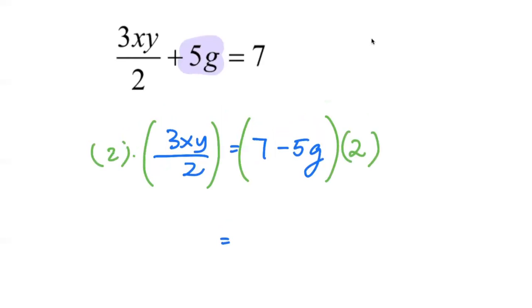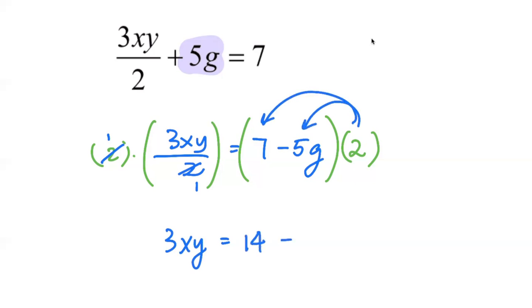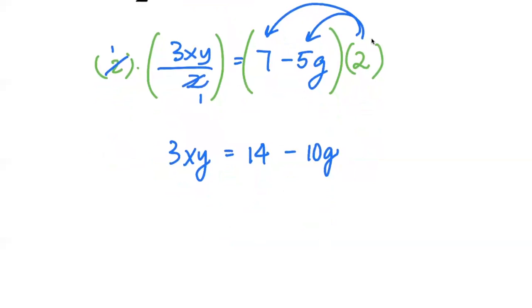So on the left, we will have the 2 canceled out. And so we have 3xy on the left. And for the 2, you're going to distribute it. So we have 14 minus 10g on the right. And then we say, oh, we want to solve for x. So what do we do? What do we not want on the left? We do not want 3. We do not want y.